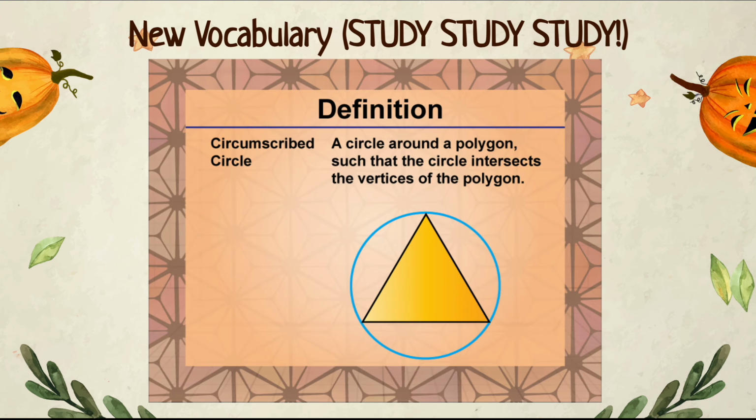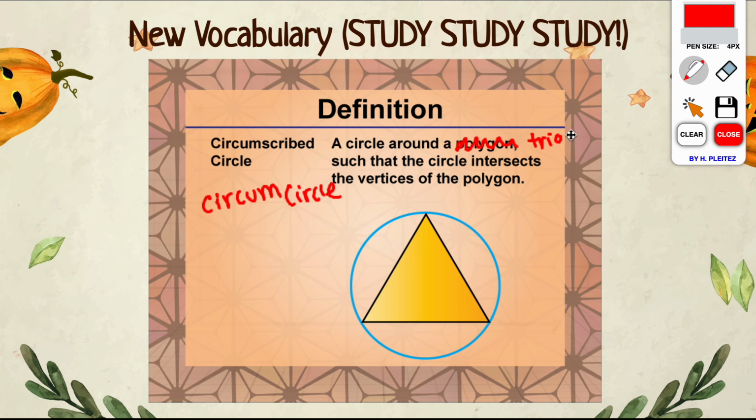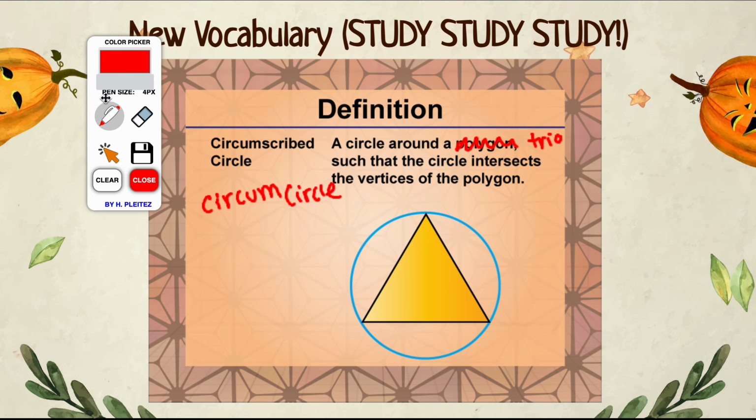Now, the circumscribed circle, which is also referred to as the circumcircle sometimes, is a circle around, in this case, a triangle, such that the circle intersects the vertices of the polygon. So this circle is always outside. Remember, we did the inscribed circle in the prior video. The inscribed circle was inside. The circumscribed circle is always outside of the triangle, and we are still intersecting with the triangle. However, those intersection points are at the three vertices of our triangle.